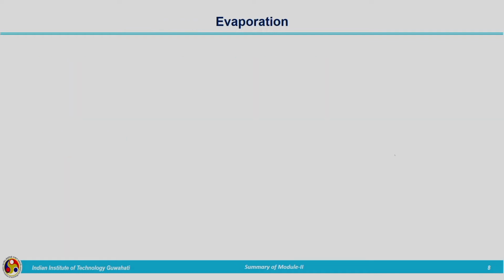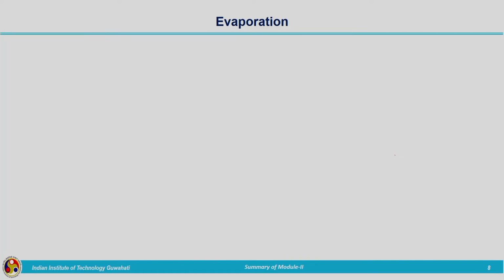Then we have moved on to the topic of evaporation. Different processes related to atmospheric water we were discussing. Out of that, initially we started with precipitation. Precipitation, mainly we were focusing on rainfall. So, rainfall mechanism, formation of rainfall, then measurement of rainfall, analysis of rainfall, presentation and average representation of rainfall.